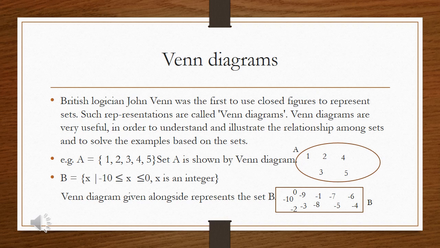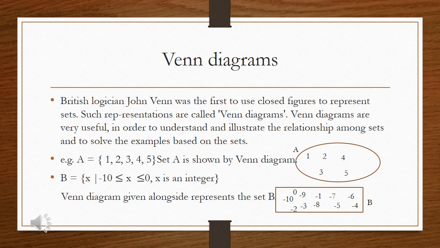So, to draw Venn diagrams, let us take some examples. For example, here one set A is given. It contains the elements 1, 2, 3, 4 and 5. So just draw a closed figure, a circle, and name it as set A, and write the elements in the set as 1, 2, 3, 4 and 5. So this is called a Venn diagram of set A.